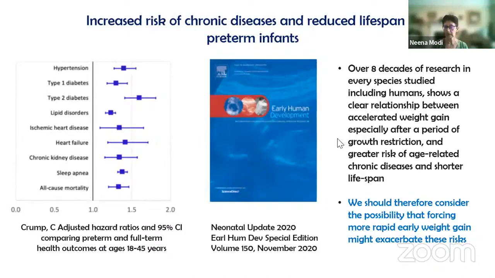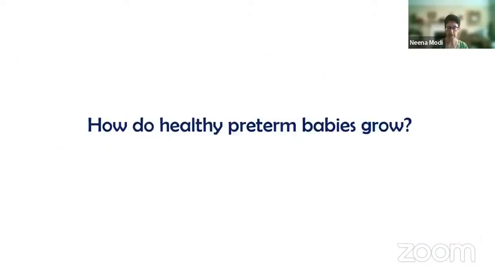And so we should really consider the possibility that forcing more rapid early weight gain might exacerbate these risks. Now, India is already suffering a huge exponential increase in chronic non-communicable diseases. And as scientists who strive to practice evidence-based medicine, yes, we accept that too slow weight gain is bad, but we also need to accept that too rapid weight gain may also be bad for our preterm babies. And somewhere in the middle of too slow and too fast is going to be the optimum weight velocity.